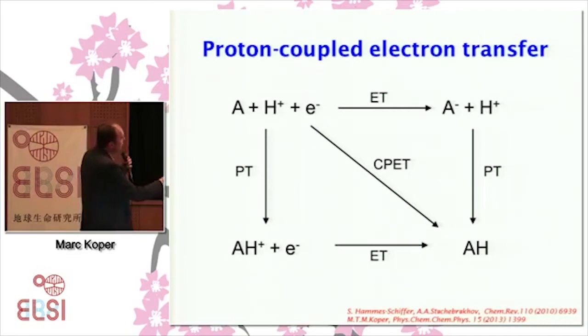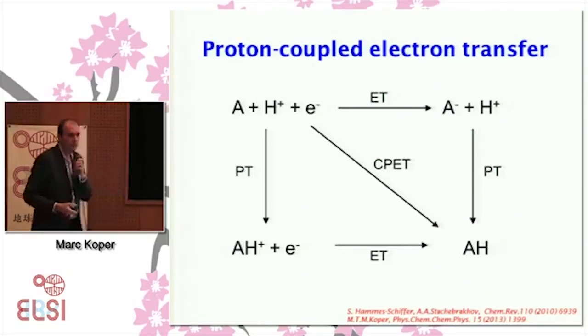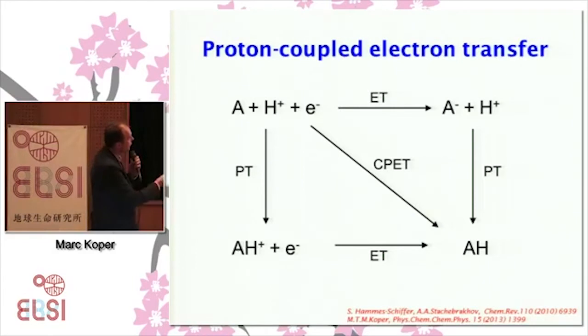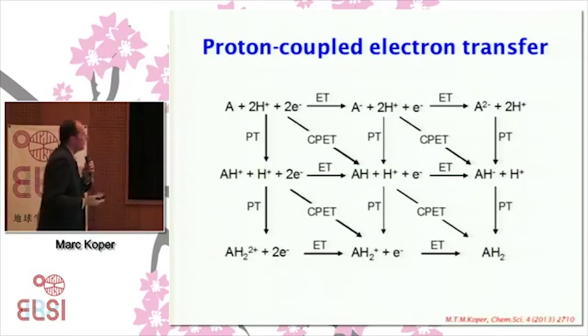But once these states are favorable, once this A likes to pick up an electron, for instance, because it has a favorable electron affinity and it has a good solvation energy, then you can imagine that you first transfer an electron and then a proton. And you can make things more complicated.